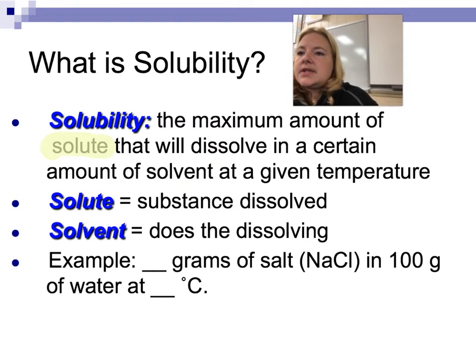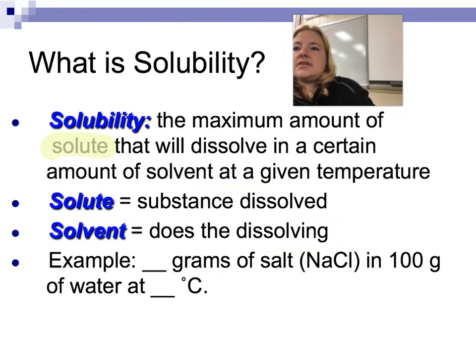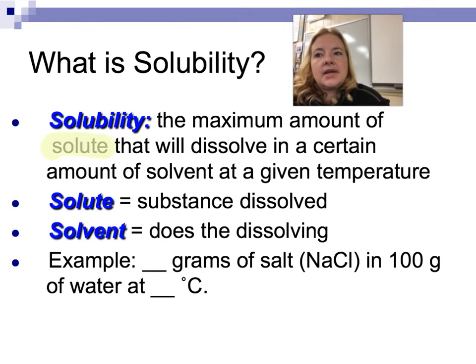The solute is the substance dissolved. So if you were dissolving some salt into water, the salt would be the solute, and the solvent would be the water. That's the material that does the dissolving. So solubility is the maximum amount of salt that you can dissolve at that particular temperature in the water.